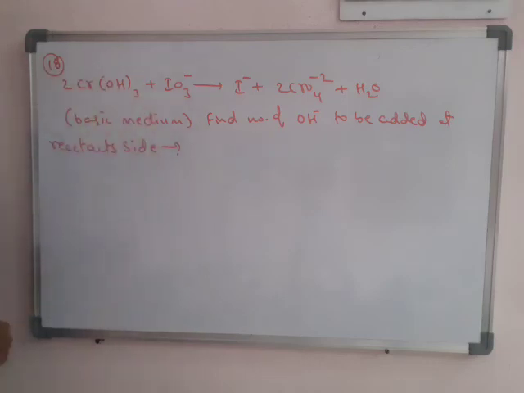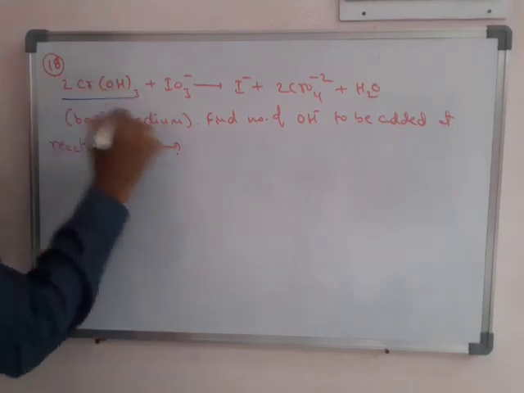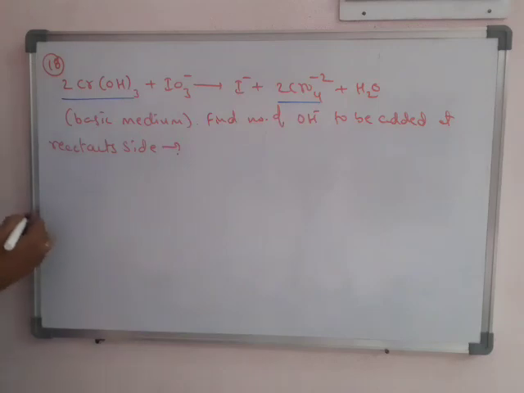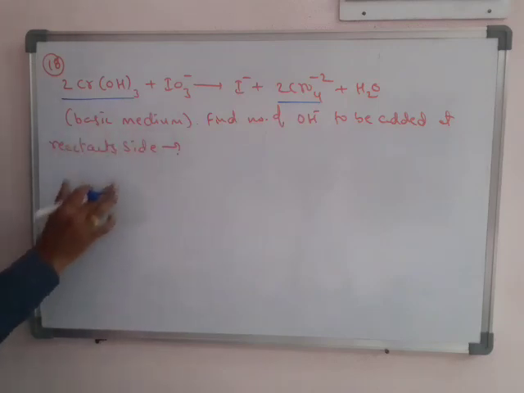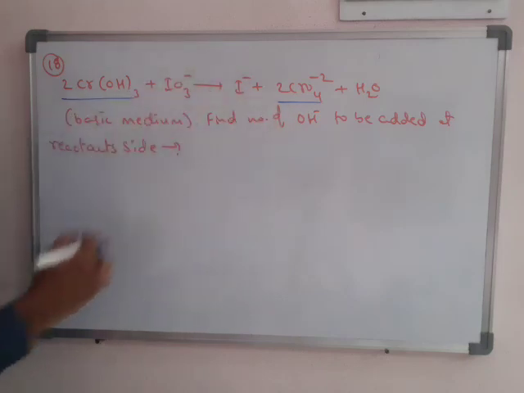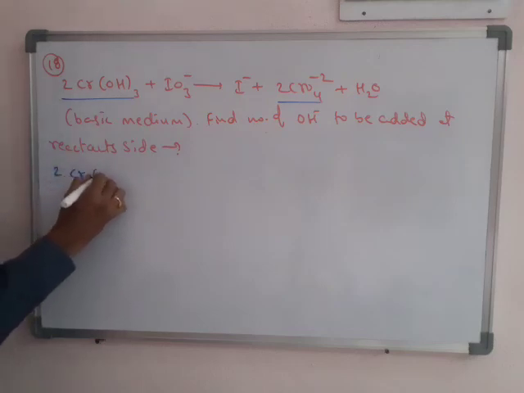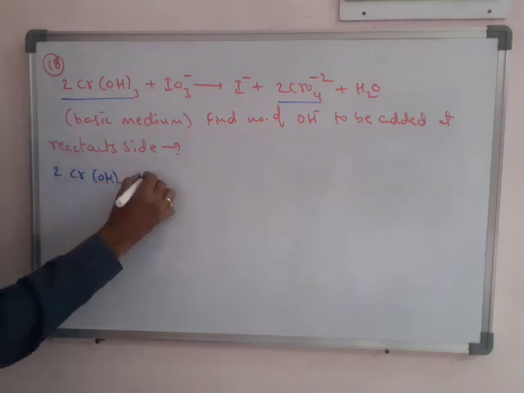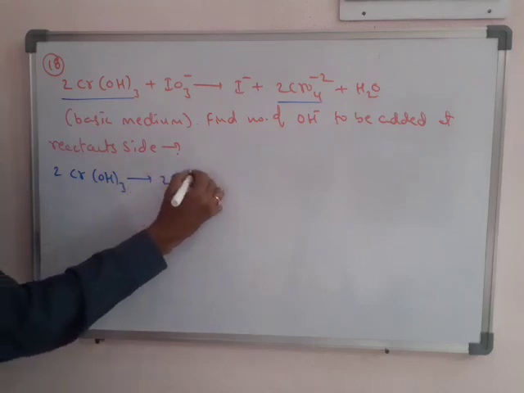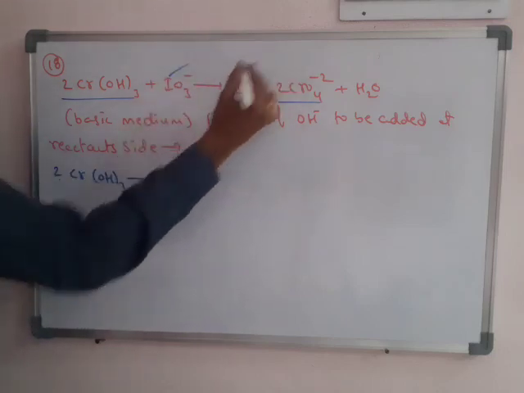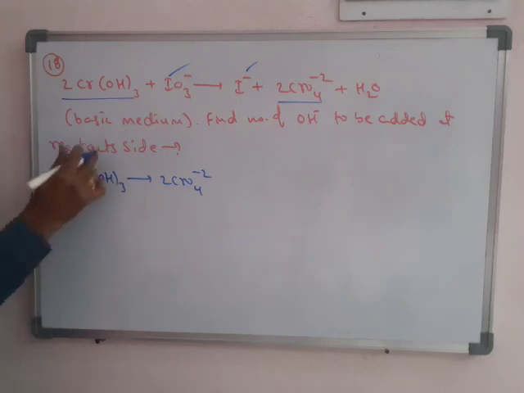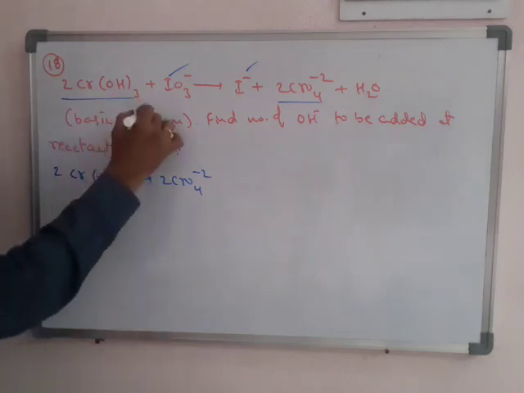So again the balancing question. So first we see only one change. Okay, we can take any one of the changes, the chromium change or the iodine change, any one. So first take the 2 chromium, take it 3, so it is already balanced. After this we do this also. Here the medium is given as basic.